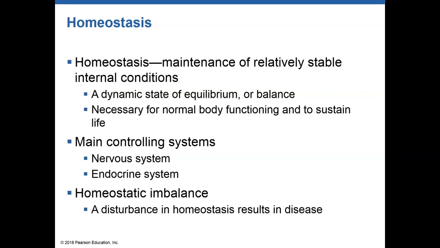There are two major control systems that help to monitor homeostasis of all of our different organ systems. It's the nervous system and the endocrine system. These are the two control centers that we talked about before. And any imbalance in homeostasis results in disease of the body or disorder of the body.